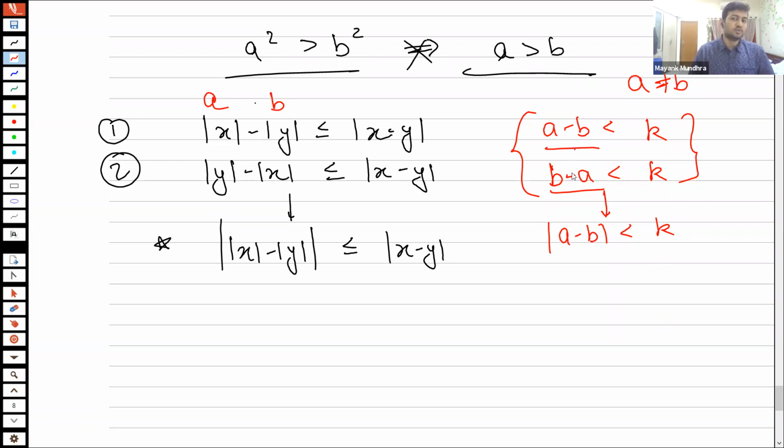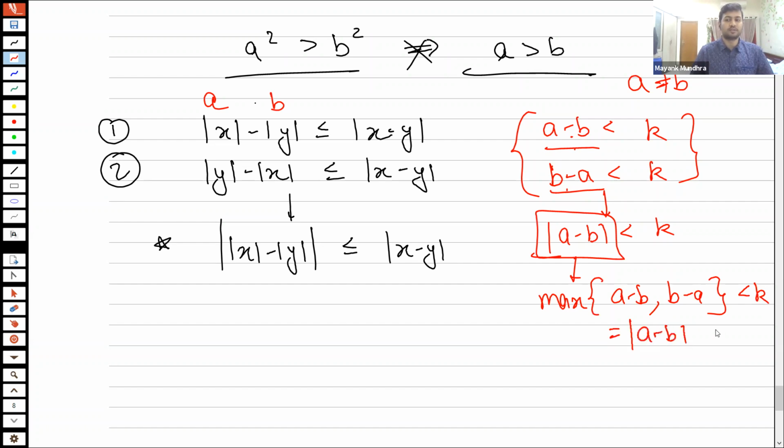So if that is true, then this gives me the max of a minus b and b minus a. I'm saying if both these things are less than k, the max of these two things is also less than k, and the max of these two things is nothing but the modulus of a minus b.